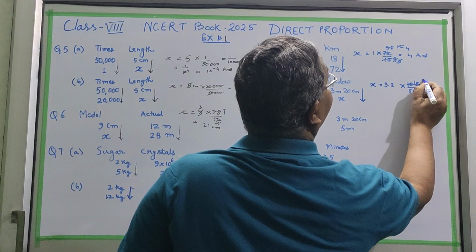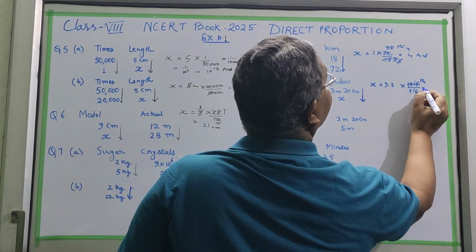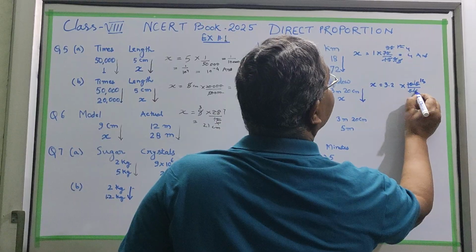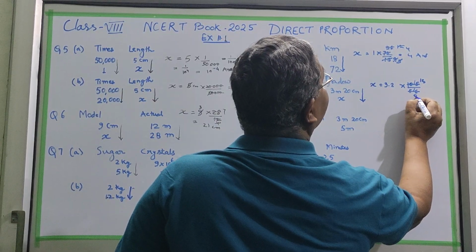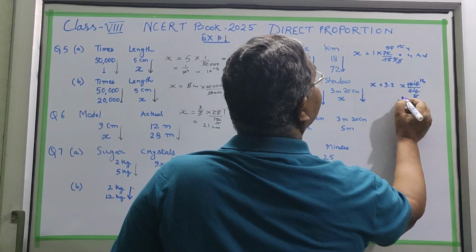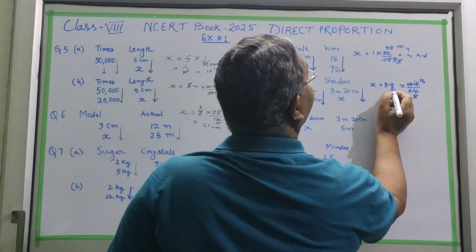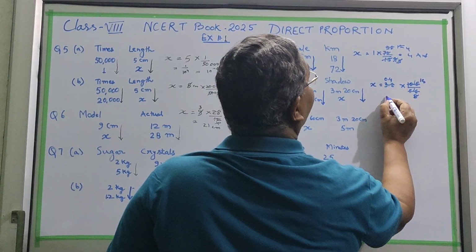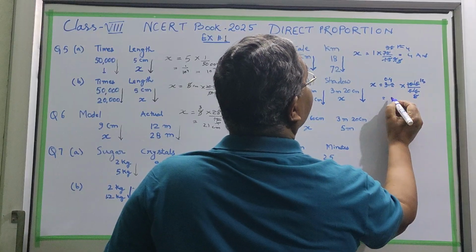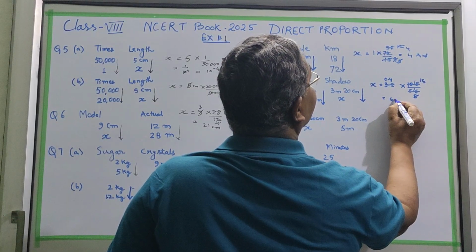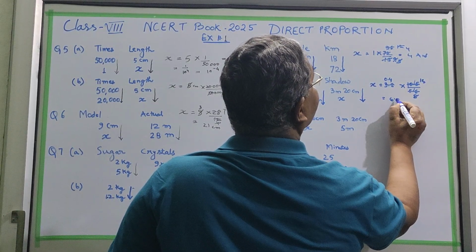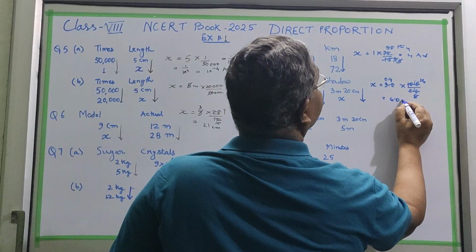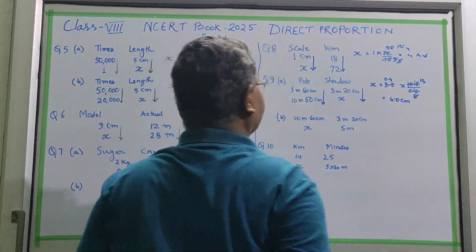7 means 15. By 7 if we divide it, it comes to 8. Now by this if we divide it, it will come to 0.4. Very simple it is. It comes to 60. One point will be here. The shadow will be this many centimeters.